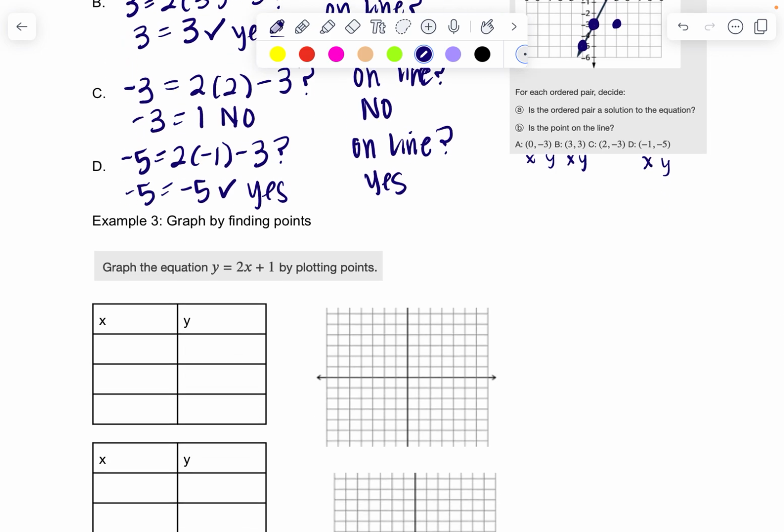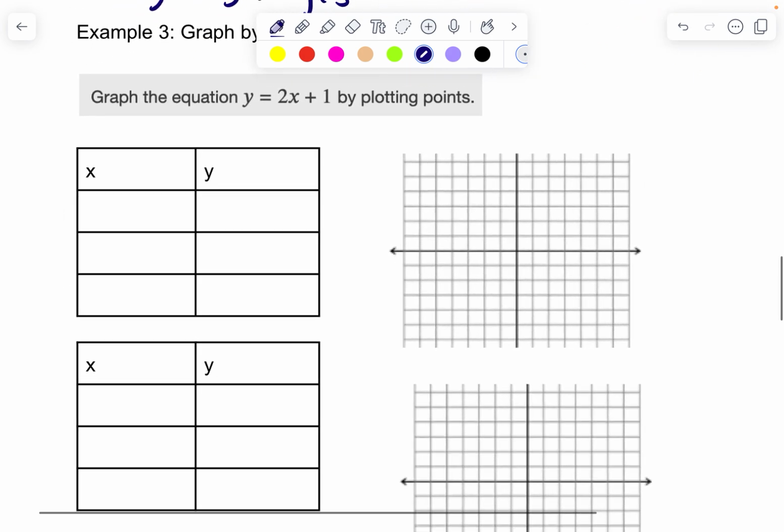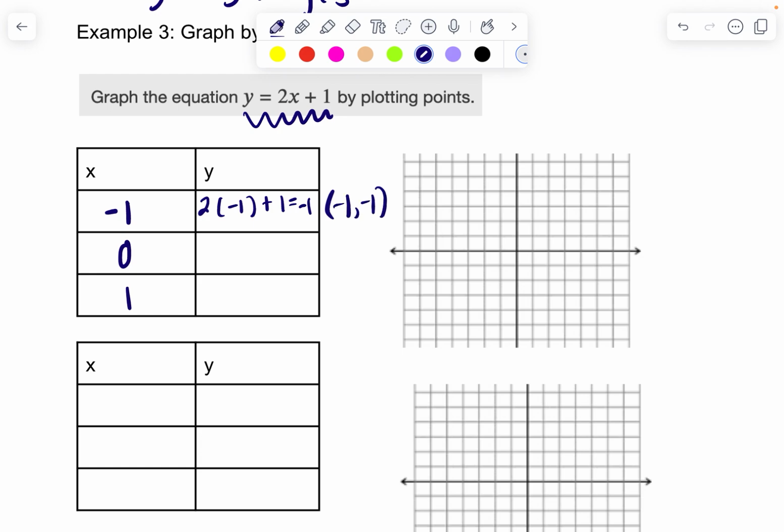We're also going to graph some equations by plotting points, so by plugging the numbers in. I'm just going to use -1, 0, and 1. You can use any numbers you want. Those just seem to be the easiest ones that I want to use. So then I plug that in for my x value. 2 times -1 plus 1, because they're telling me here that y is 2 times the x value plus 1. 2 times -1 is -2, plus 1 is -1. So that means there's a point at -1, -1.